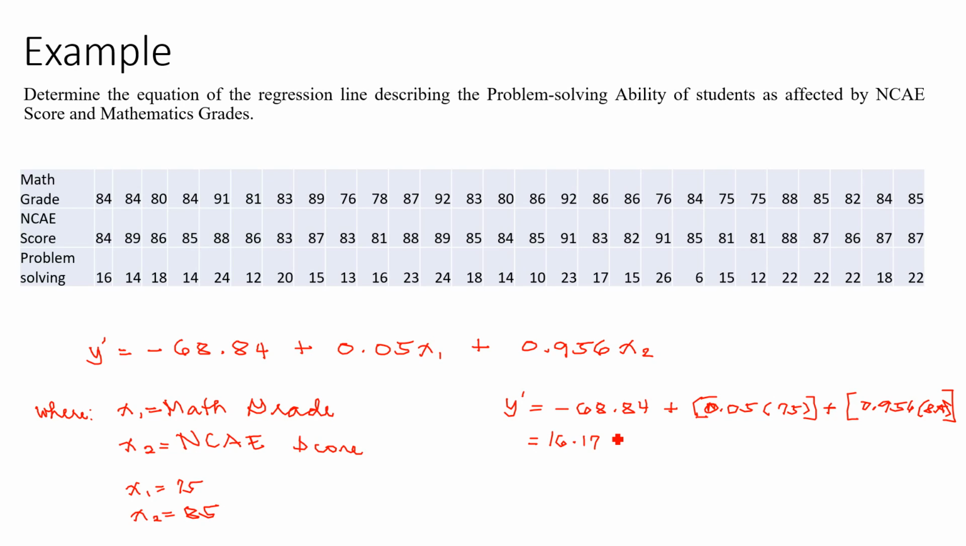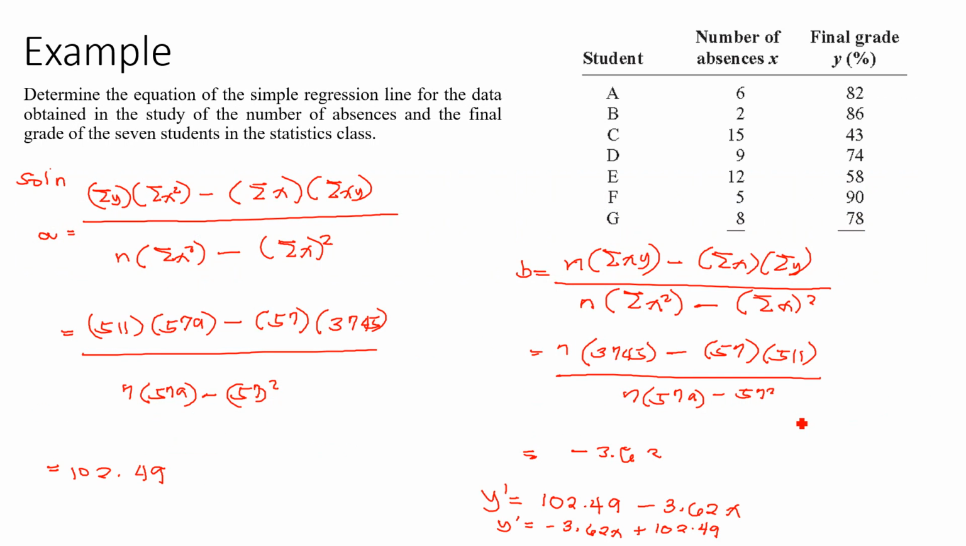If we go back to the simple linear regression, we interpret it this way: the final grade of the student will increase by 1 unit, provided that the number of absences will decrease by roughly four times, provided that the other factors are held constant. So that's how we are going to interpret.